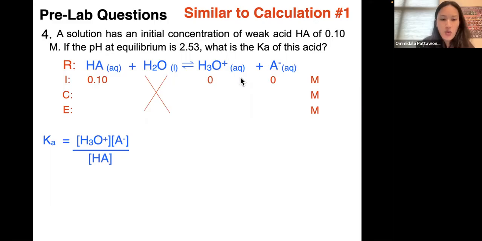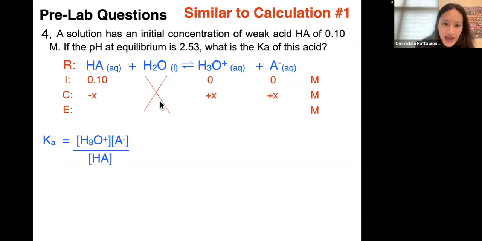Now, what would be the change? Well, the change in this case, I'm going to give it equal to negative X. Same thing with those two, except it would be positive because over time, HA would decrease by X mole. We don't know how much, right? So that's why I said X mole. And over time, the concentration of hydronium ion or proton and its conjugate base will increase by X, right? So I don't know, again, what is X. We're going to figure it out.